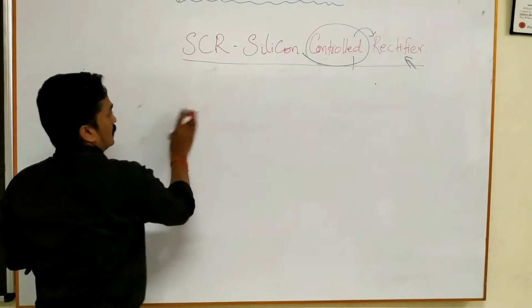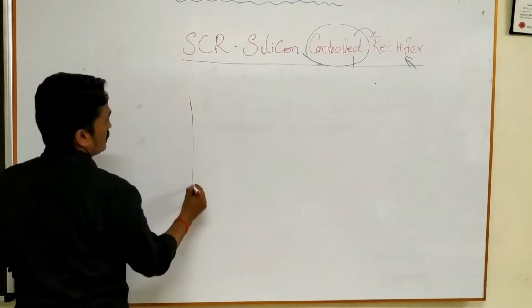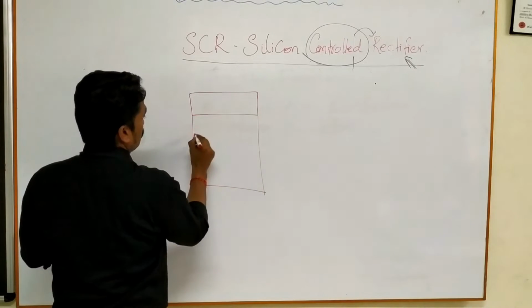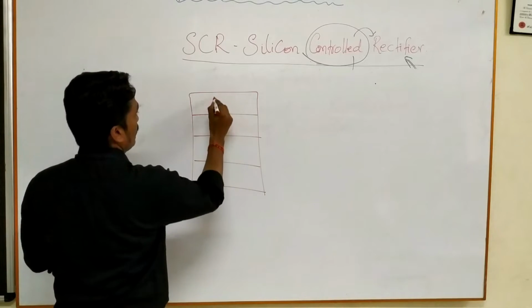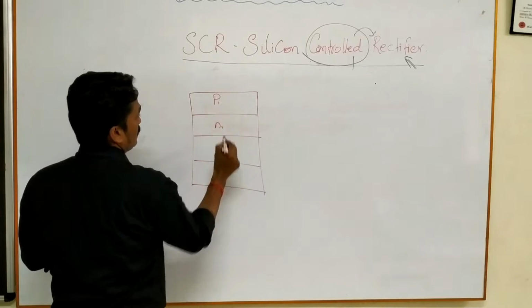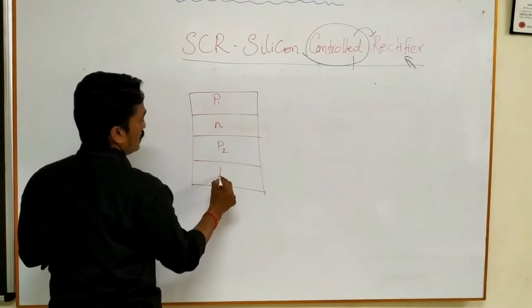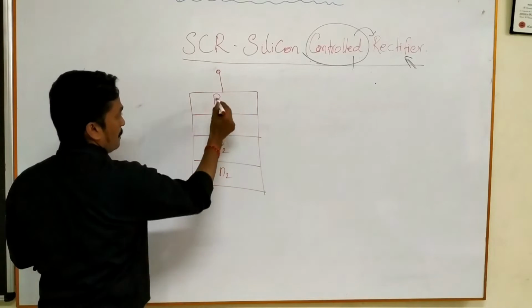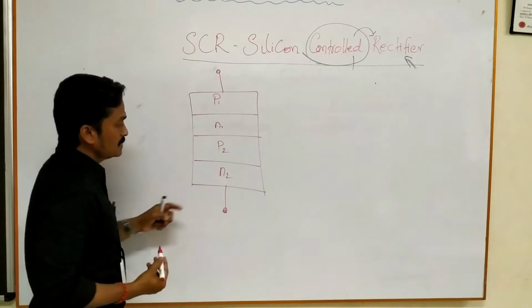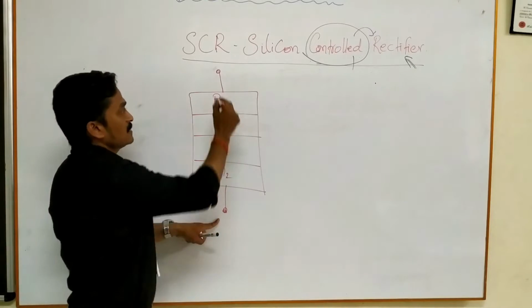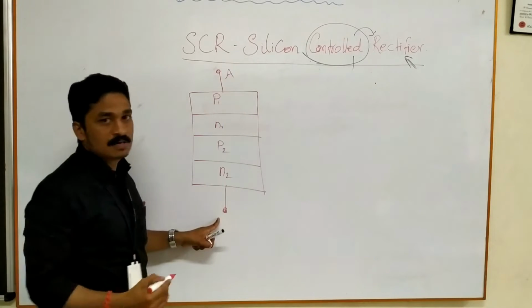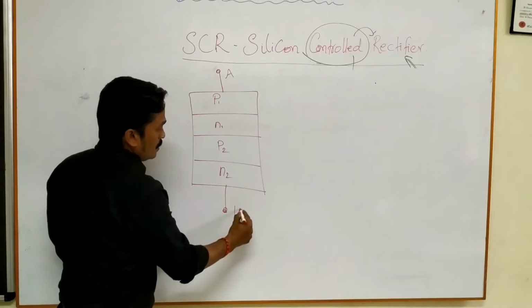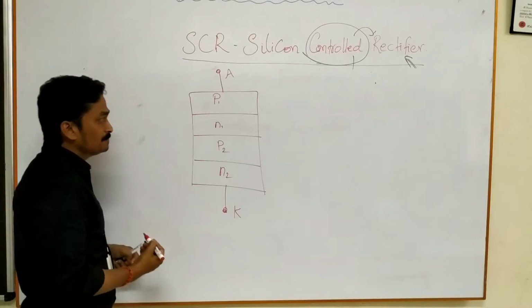So the SCR construction is basically four layers like this. One layer is called P1, the next is N1, this is P2, and this is N2. One terminal is taken from the P material, and the other terminal is taken from the N material. Since it is taken from P, it is called the anode, and since it is taken from the N type, it is called the cathode K, right?